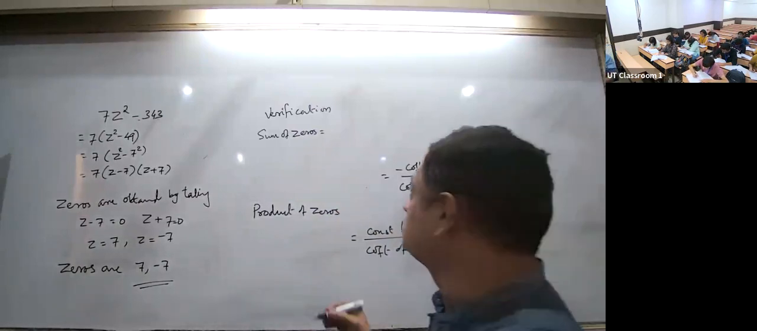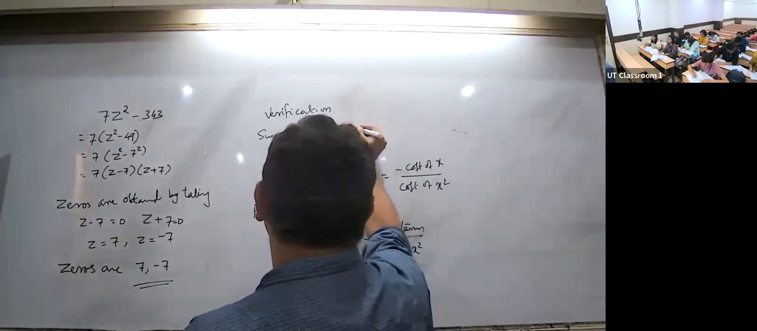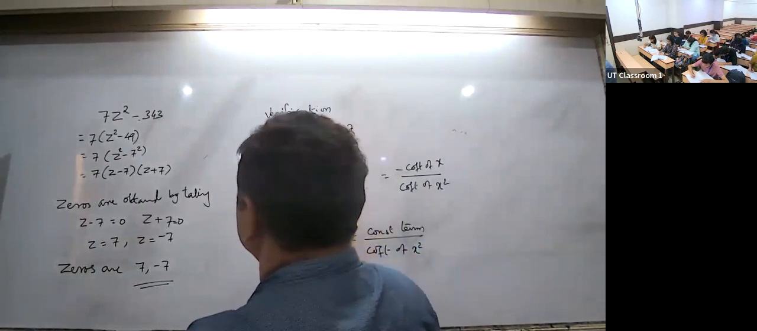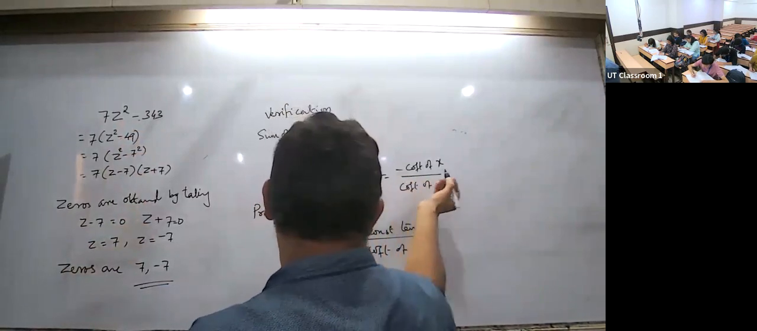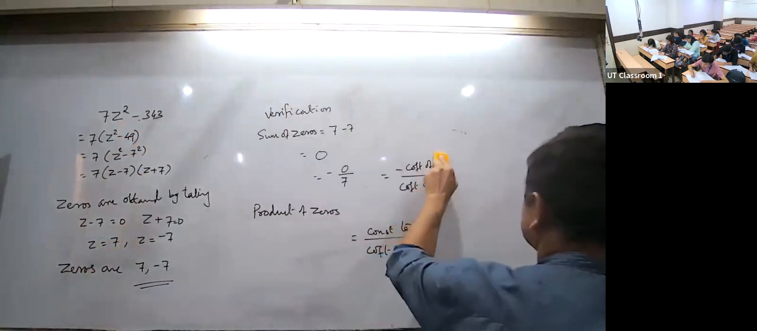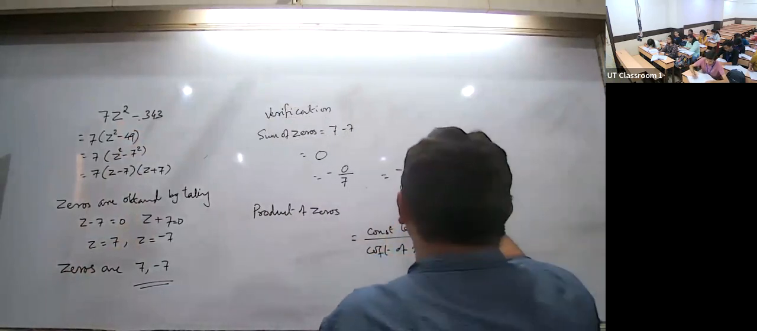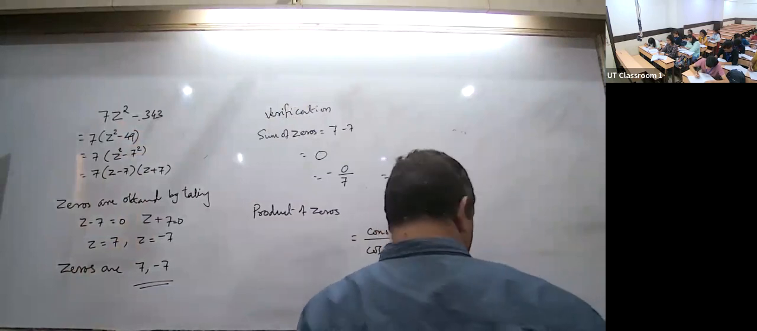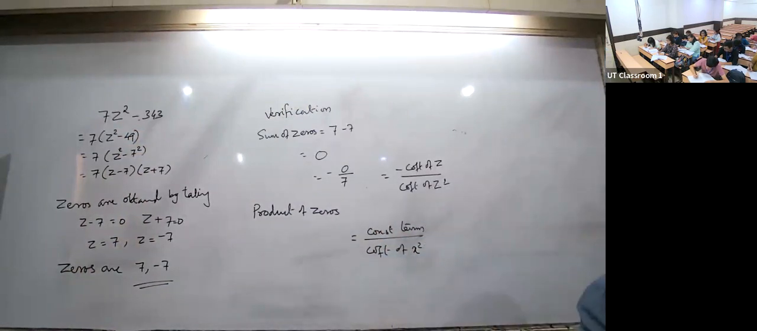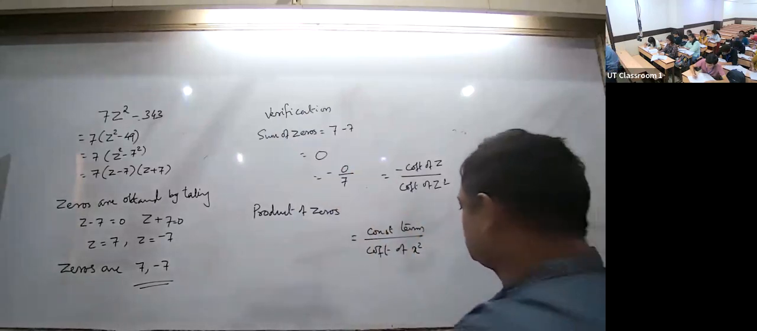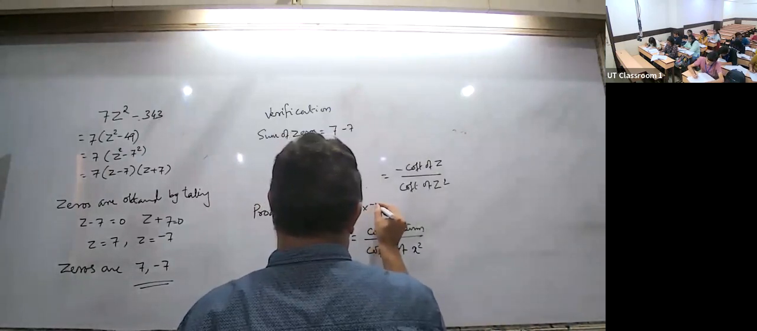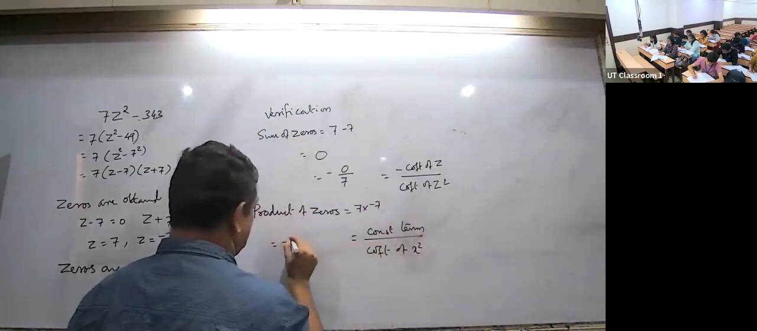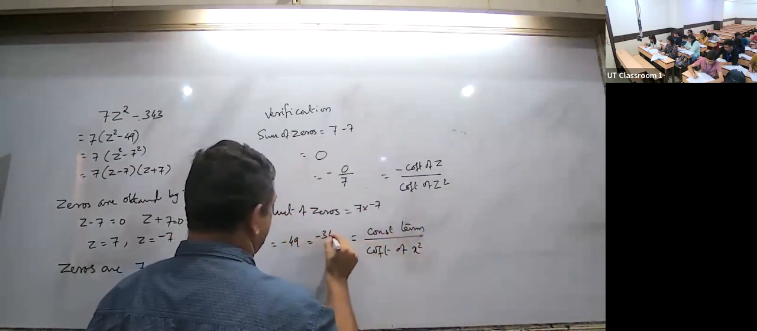Sum of the zeros, add 7 minus 7. 7 minus 7 is how much? 0. What we need? Minus coefficient of x. So minus 0 upon 7. That is same thing only now. So x is not there now, or z is not there. Minus coefficient of z upon coefficient of z squared. So 0 upon anything you want to write, you can write, we need 7, so no problem. Now constant term, product of zeros is equal to 7 times minus 7. How much? Minus 49. Minus 49 can be minus 343 by 7, no?